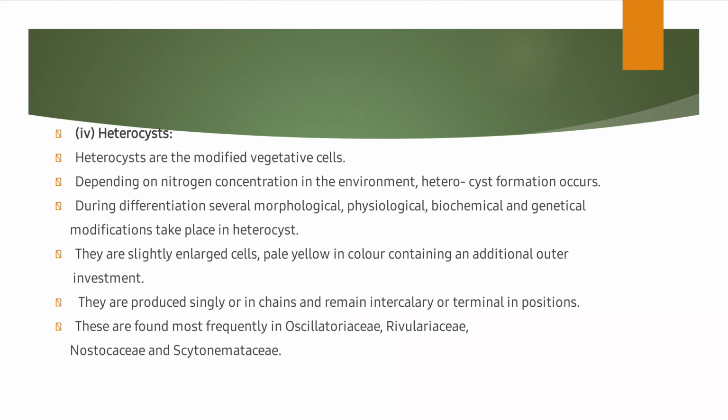Heterocyst. Heterocysts are modified vegetative cells. Depending on the nitrogen concentration in the environment, heterocyst formation occurs. During differentiation, several morphological, physiological, biochemical and genetical modifications take place only in heterocysts. They are slightly enlarged cells, pale yellow in color, containing an additional outer investment. These are found mostly in Oscillatoriaceae, Rivulariaceae, Nostocaceae and Scytonemataceae.